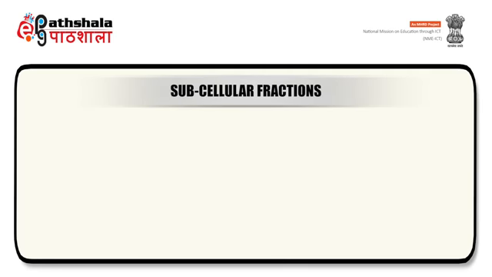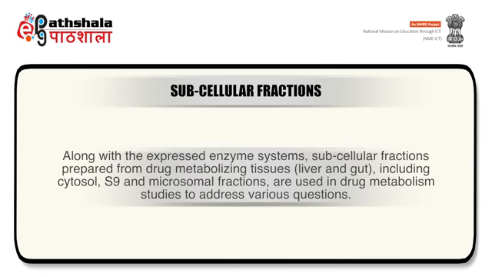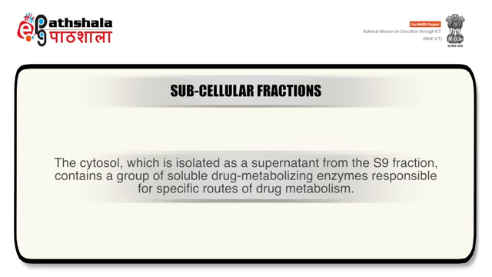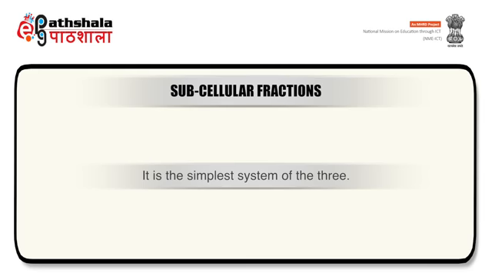Now, subcellular fractions. Along with expressed enzyme systems, subcellular fractions prepared from drug metabolizing tissue, that is liver and gut, including cytosol, S9 and microsomal fractions, are used in drug metabolism studies to address various questions. The cytosol, which is isolated as a supernatant from the S9 fraction, contains a group of soluble drug metabolizing enzymes responsible for a specific route of drug metabolism. It is the simplest system of the three.